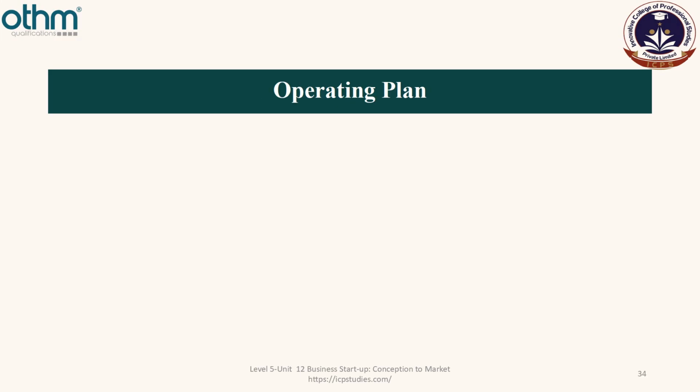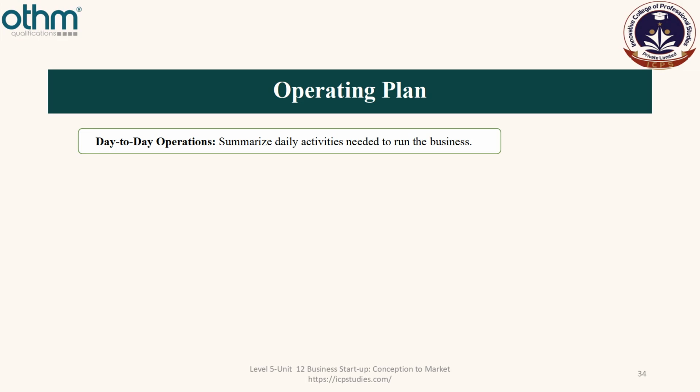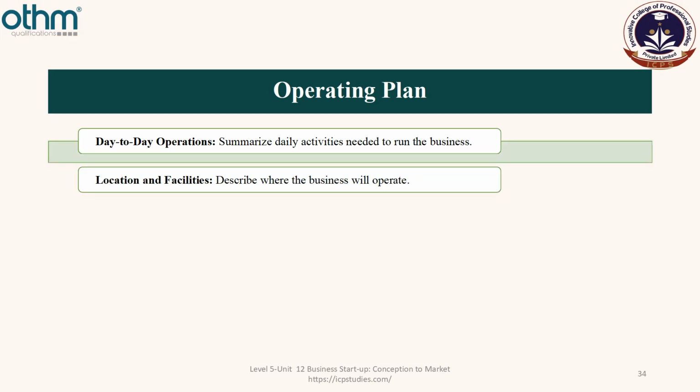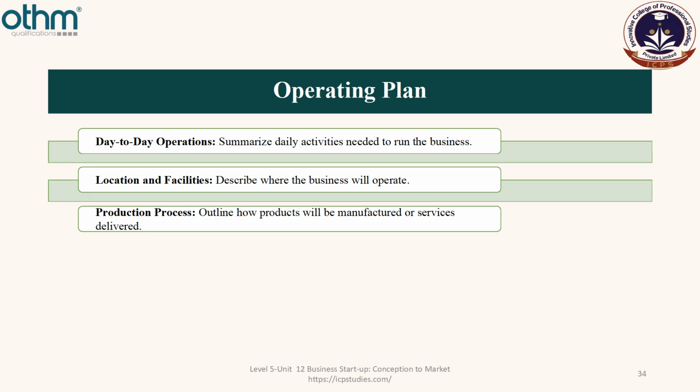Now we have the operating plan. In the operating plan, first we have day-to-day operations, which summarize daily activities that are needed to run the business. Then we have the location and facilities, which describe where the business will operate. Then we have a production process, which outlines how the product will be manufactured or the service delivered.